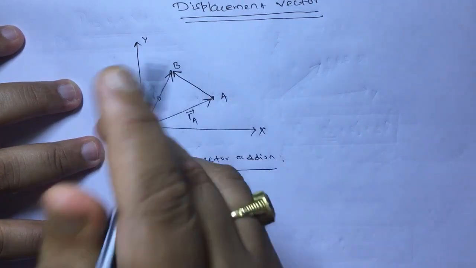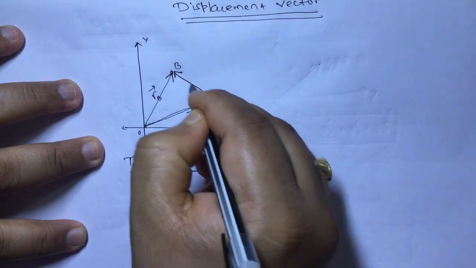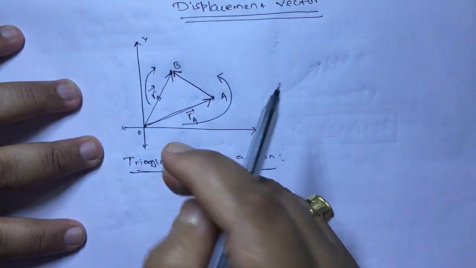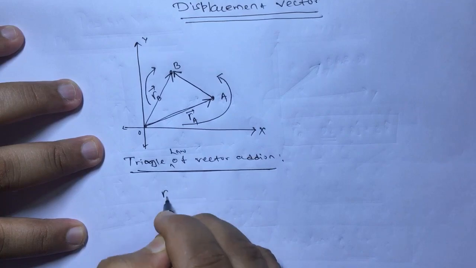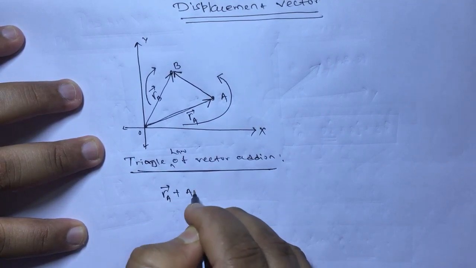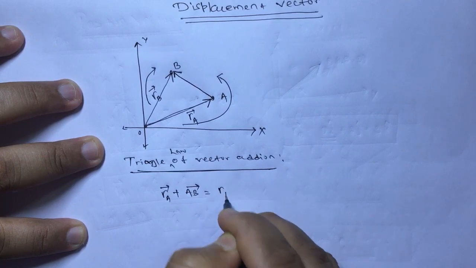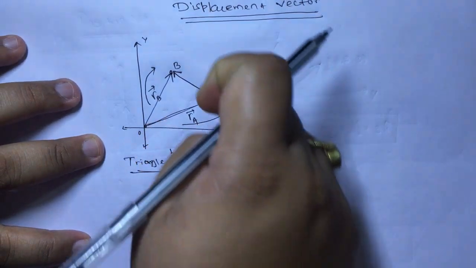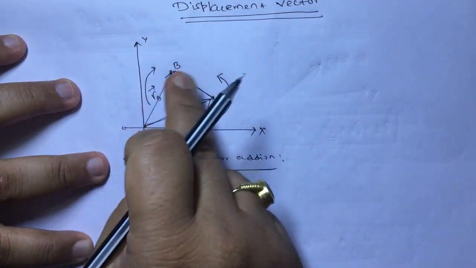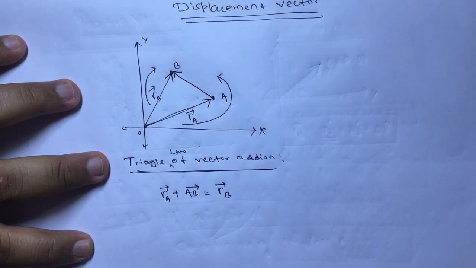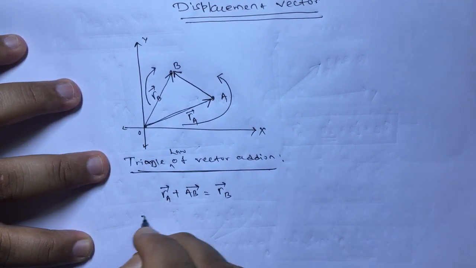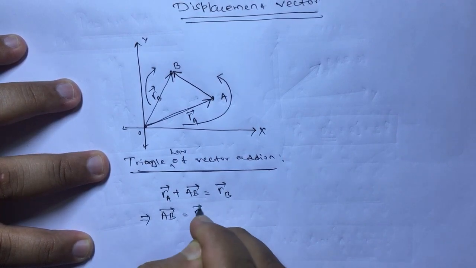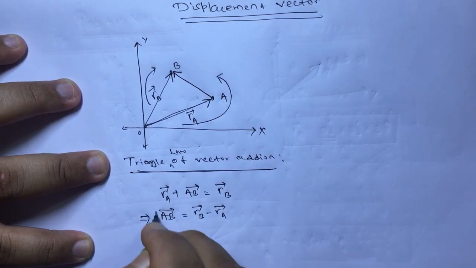How to write the triangle law? Two vectors are in the same order, and this vector is in the opposite order. So I can write RA vector plus AB vector equals RB vector. Yes or no? This plus this equals this. Two vectors in the same order, when added, give the third vector in the opposite order. Now from here it is very simple to write: what is the expression of AB vector? It will be RB vector minus RA vector.